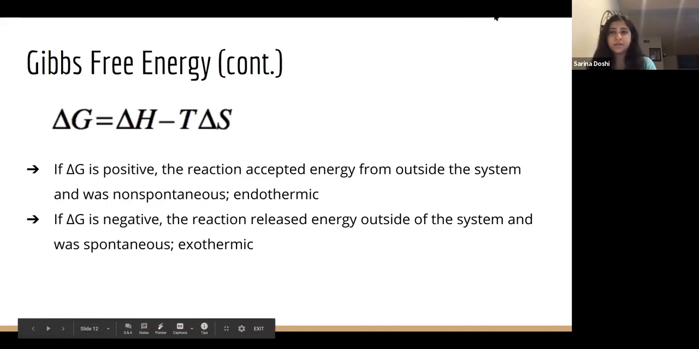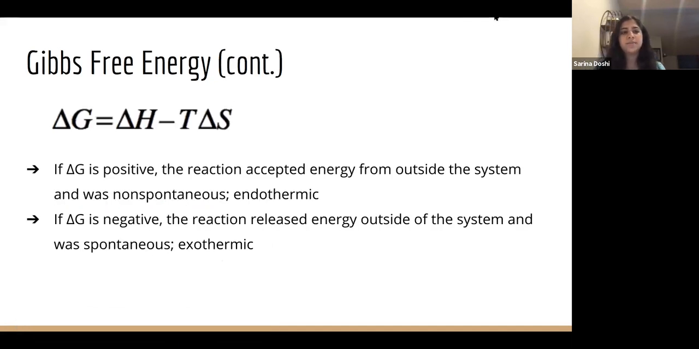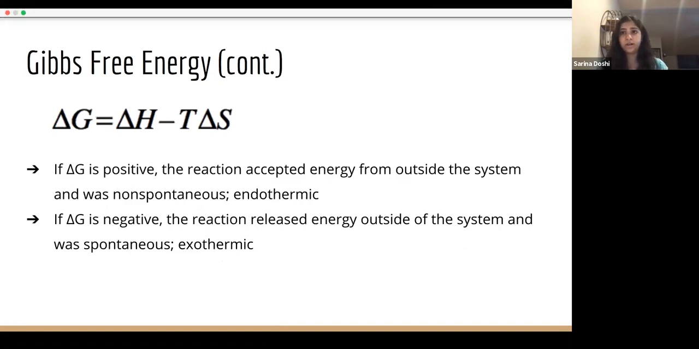So here's a continuation on Gibbs free energy. Basically, the value of delta G is the important part. It's what gives us all the information that we need. If delta G is positive, it means the reaction accepted energy from outside of the system and was non-spontaneous or endothermic.